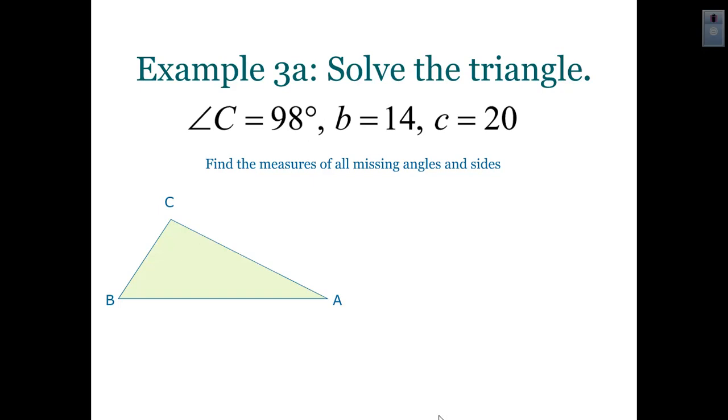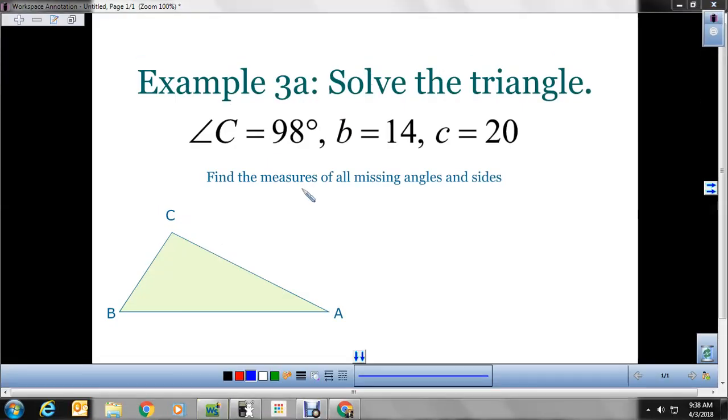The first thing I'm going to do on this picture is input everything they've given me. So angle C is 98. Remember, angles always go on the inside. Side B, which is across from angle B, is going to be 14. Side C, which is across from angle C, is going to be 20. Now, the only thing we can find right now is angle B, because we have two side lengths and one angle.